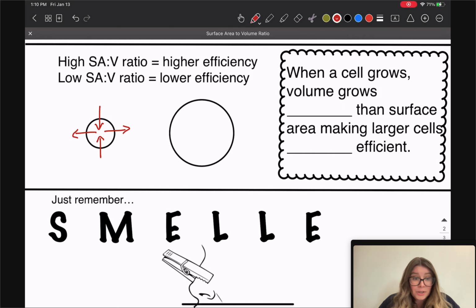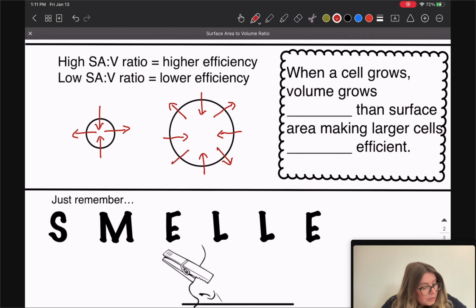Now, my second circle represents a cell that is bigger. Now, in my bigger cell, I'm going to draw my nutrients going in, but I actually have more space. My surface area got bigger when my cell grew, so I'm going to draw more of these nutrients going in. I'm also going to draw more of these nutrients going out. So when my cell grew, the surface area got bigger.